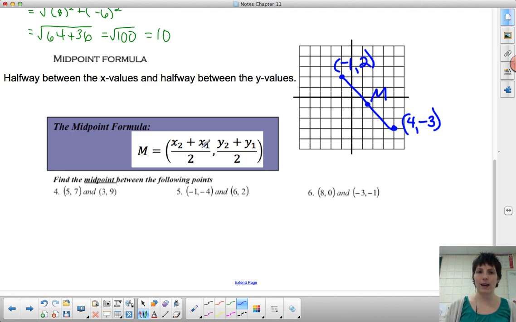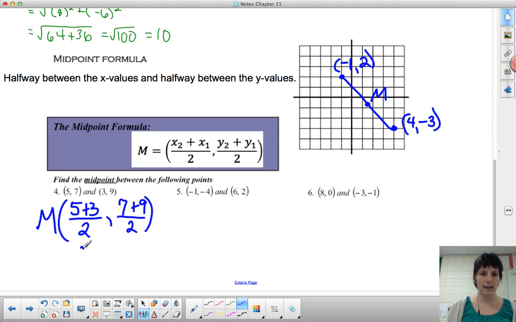Now, when we say halfway or the average, we're talking about what happens when we add them and divide by 2. So the midpoint formula looks just like that. Add them, divide by 2, add them, divide by 2. So if I have 2 points, like 5, 7, and 3, 9, to find the midpoint, I take the x values and I add them together. So 5 plus 3, and I divide it by 2, comma, then I have to do the y values, and that's going to be 7 plus 9, and divide that by 2.